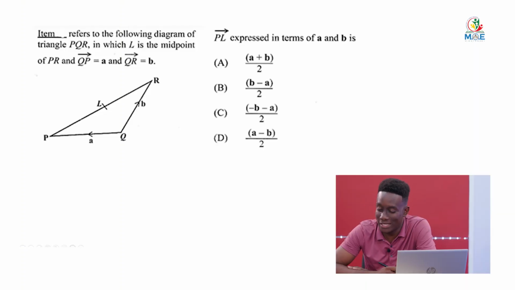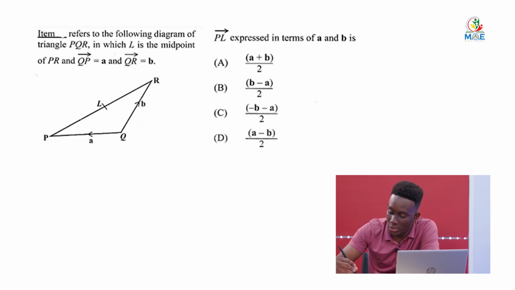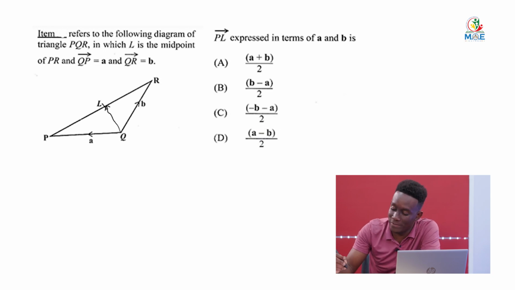So this question says, the item refers to the following diagram of a triangle PQR in which L is the midpoint of PR and QP is equal to A and QR is equal to B. So it says PL expressed in terms of A and B is, so we want to find PL. In order for us to get PL, we see PL is simply half of PR. So we can simply find PR and then we can just half it, multiply it by half or divide it by 2. So let's find PL.